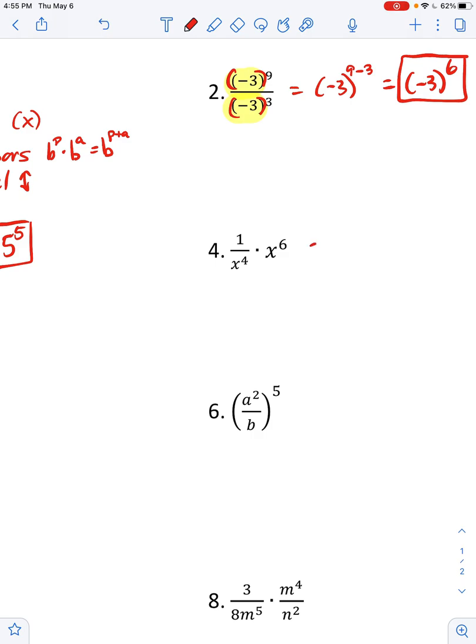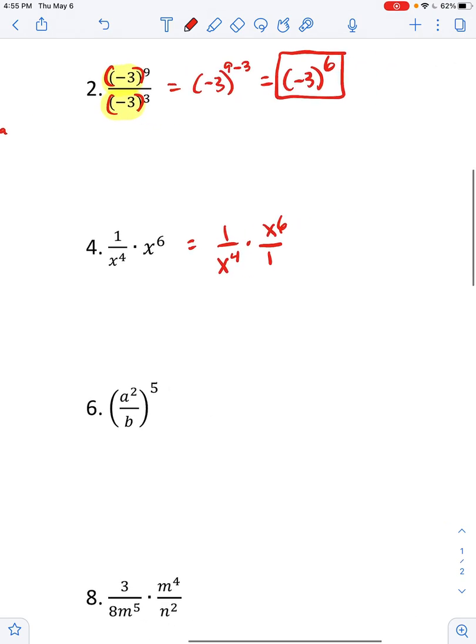This one looks kind of tricky, and sometimes it's better to rewrite it. When you have a whole value like x to the 6th, I can write it over 1 to make it look less weird. And then I can treat the whole top as one top, so 1 times x to the 6th, and the whole bottom, so that would be 1 times x to the 4. Well, 1 over 1 is just 1, and then I can just focus on this part, saying, okay, I have 6 on the top, and then I have 4 on the bottom.